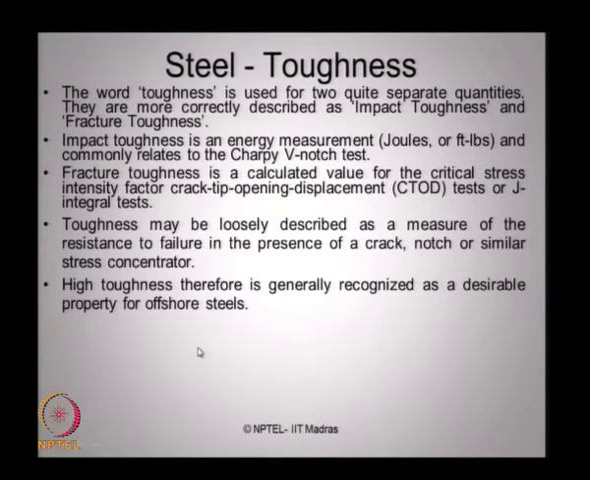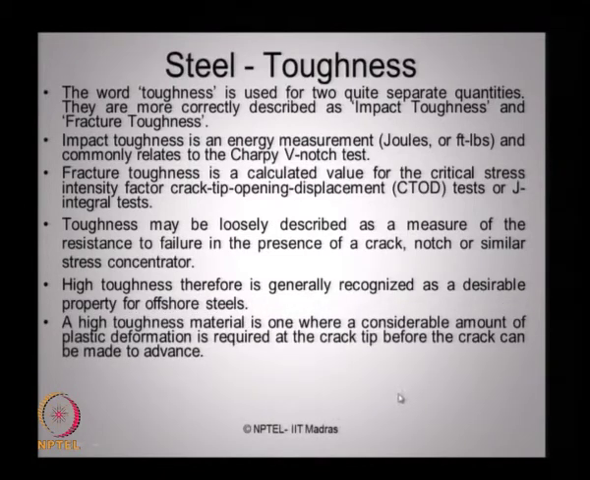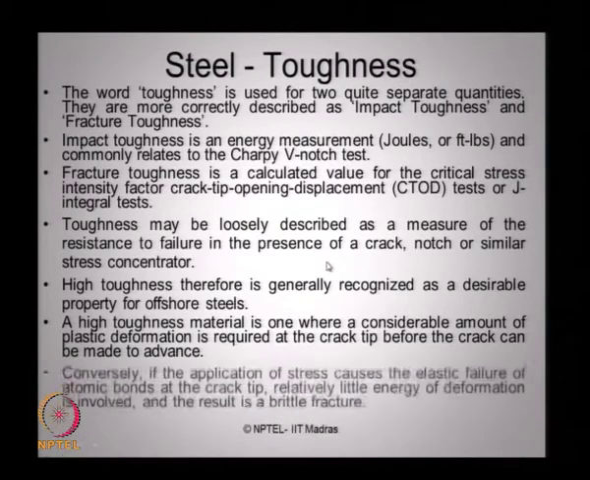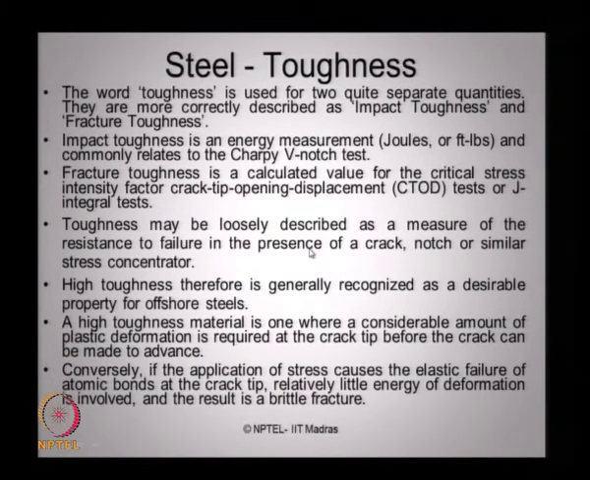High toughness therefore is generally recognized as a desirable property for offshore steel. A high toughness material is one where a considerable amount of plastic deformation is required at a crack tip before the crack can be made to advance further. Conversely, if the application of stress causes elastic failure of the atomic bonds at the crack tip, relatively little energy of deformation is involved and therefore the resulting failure will be a brittle fracture.